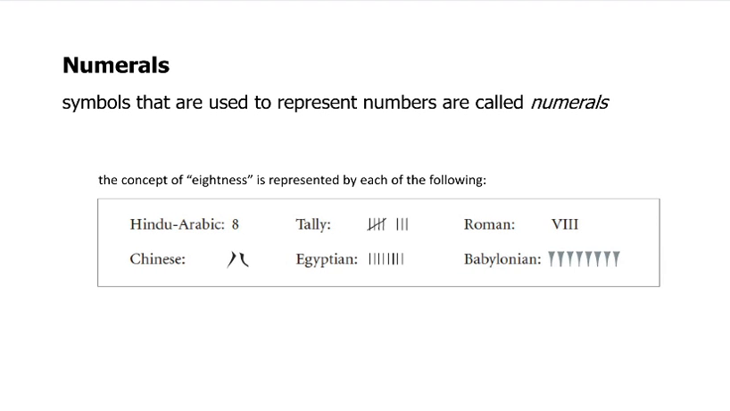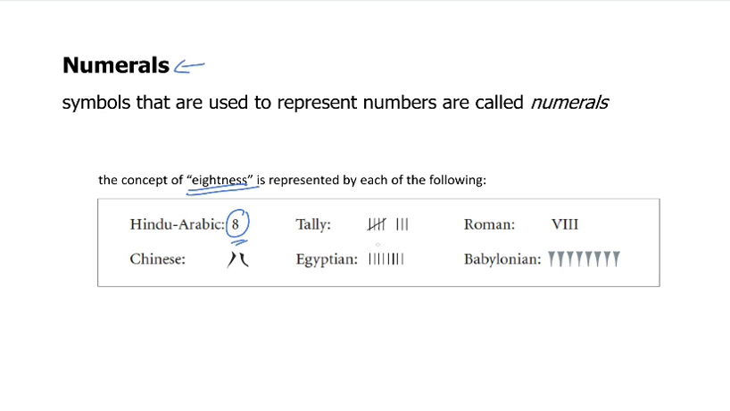So when we say numerals, ito yung mga simbolo na ginagamit ng mga tao para i-represent yung isang number. Okay? For example, today we know that this symbol is number 8. So we use this symbol to represent 8ness, walo. But there are also other ways to do that.